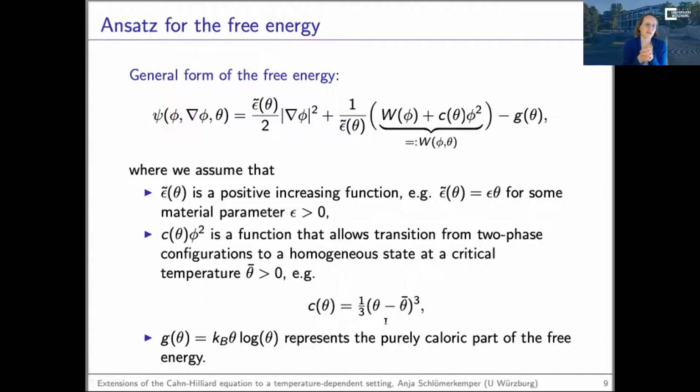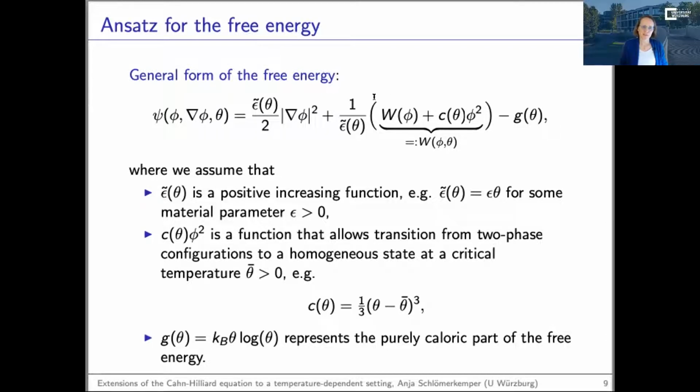In order to do all this thermodynamics and the energetic variational approach, we need a free energy, and we now take this as the starting point. Here you see the terms that I discussed earlier. We have W as the double well potential, and the interfacial energy that tries to avoid the mixing. We have the factors in front: earlier it was just epsilon and 1 over epsilon, and now we let this parameter, related to the thickness of the interface, depend on the temperature theta.